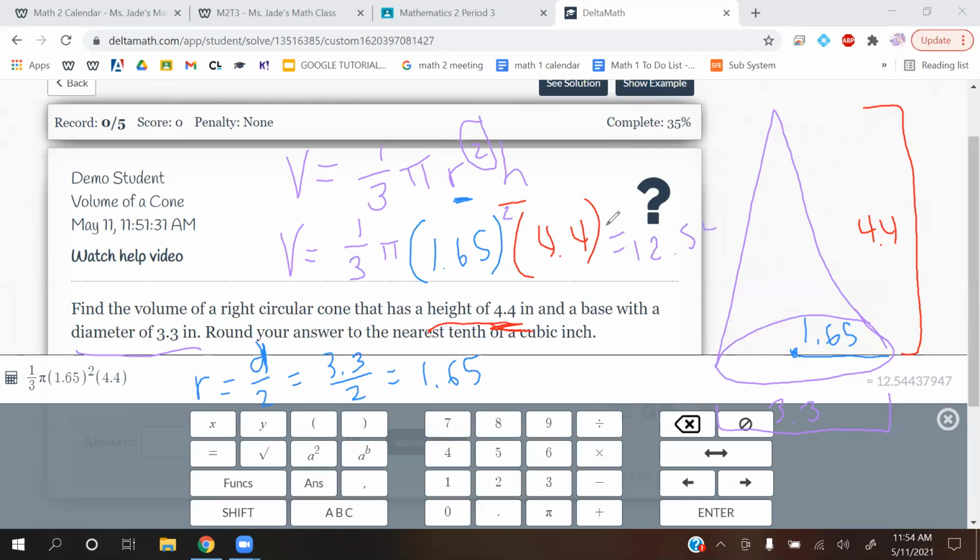12.54. We're rounding it to the nearest tenth of a cubic inch. So you're going to cut it off after the 5. So after the 5 is a 4. 4 is a small number. 5 stays as a 5. So 12.5.